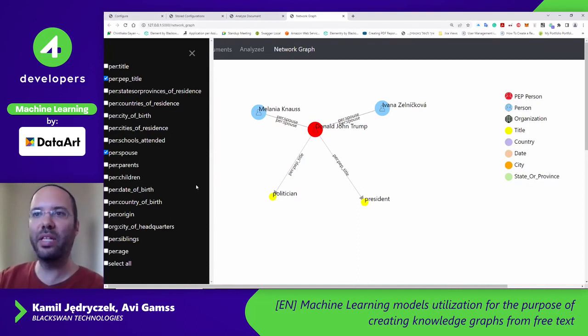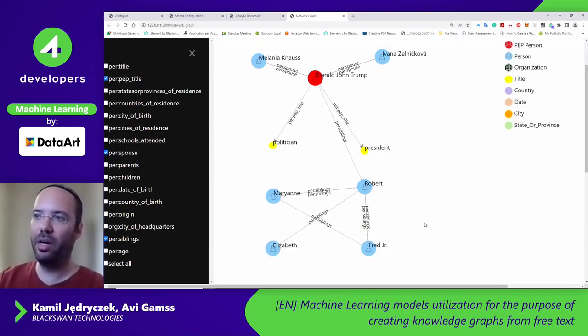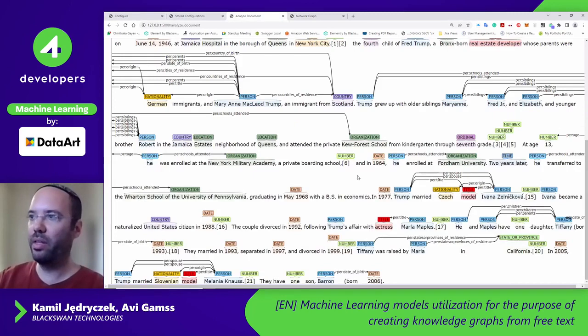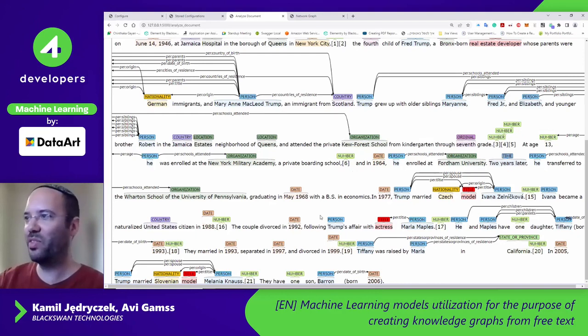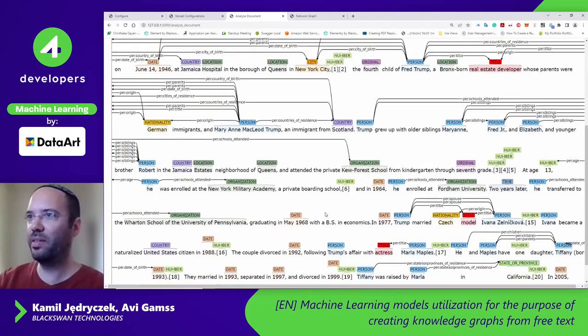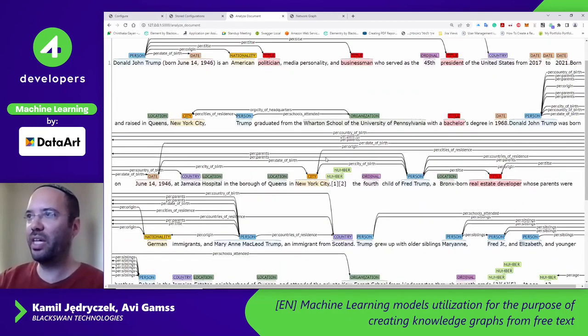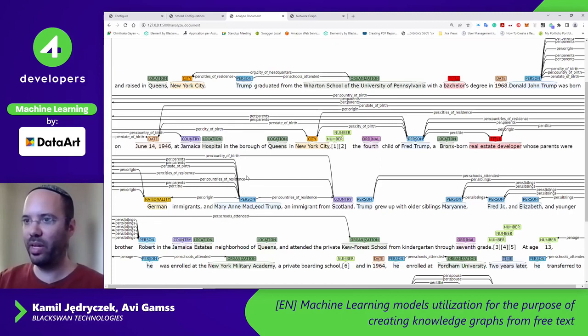To focus on some other people of interest in the family, we can see it has also extracted person siblings, which is a very important close connection. He's connected to Robert, Marianne, Elizabeth, and Fred Jr. Back in the document, we can see the source of it, where it's written down, to show how the graph is slowly being built. Searching live for these people, we can see: Trump grew up with older siblings Marianne, Fred Jr., Elizabeth, and Robert, okay?